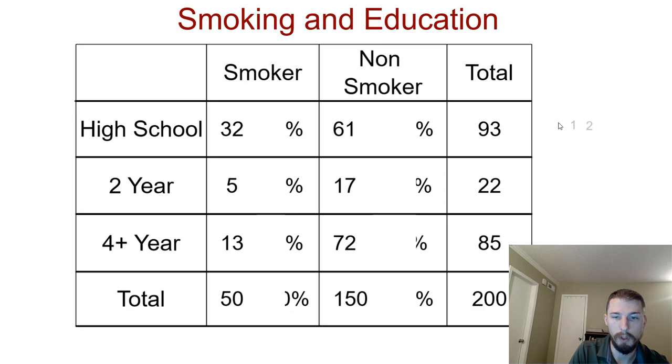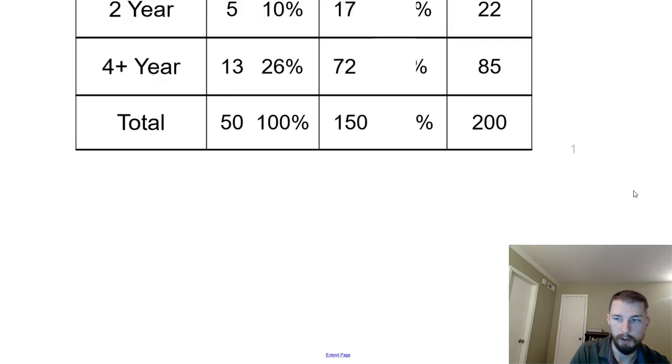All right, so now I want to break this down and use the percentages. I should have colored those, but that's okay. So 64% of all smokers, looking at this column here, the distribution of their education based on whether or not they smoke. 64% of smokers had only a high school diploma, 10% went to community college, and 26% went to a 4-year university or above, and altogether that would be 100%.